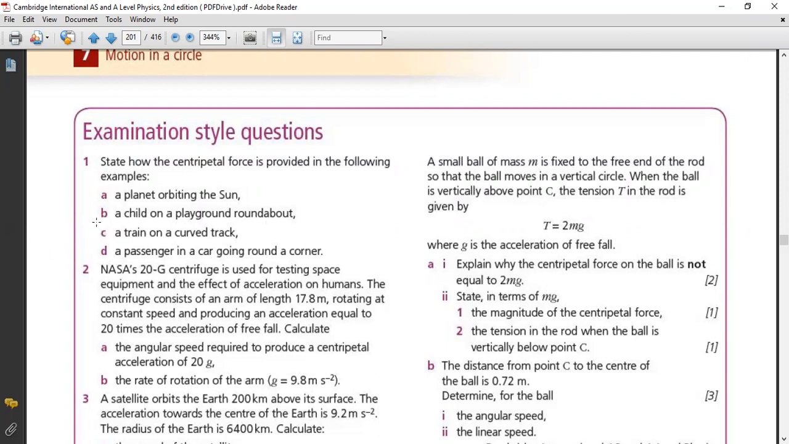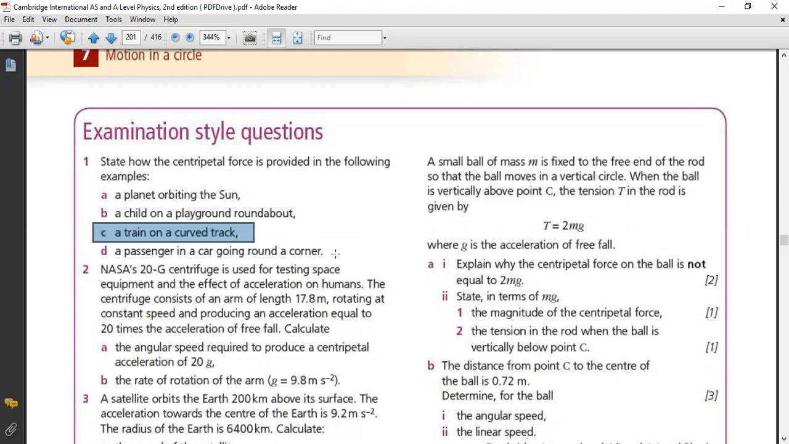Now, a train on a curved track. A train is moving on a curved track. In this case, what is the source of the centripetal force? Obviously, the friction force between the wheels of the train and the track will provide the necessary centripetal force. And D, a passenger in a car going round a corner. Obviously in this case also the friction force will provide the necessary centripetal force.